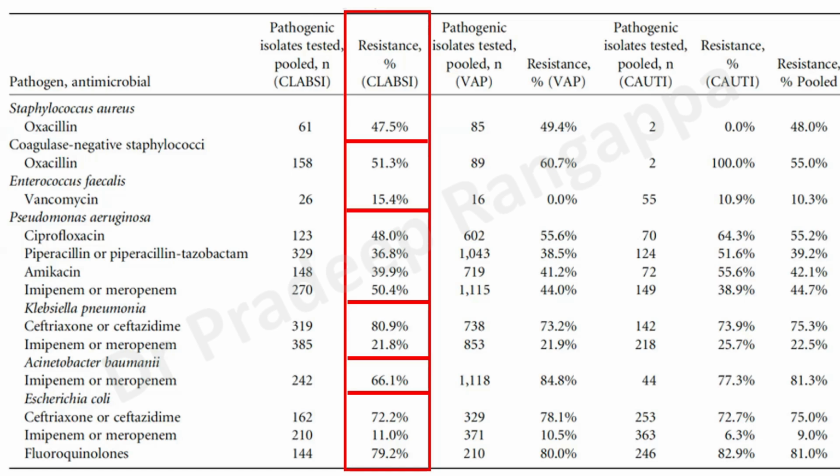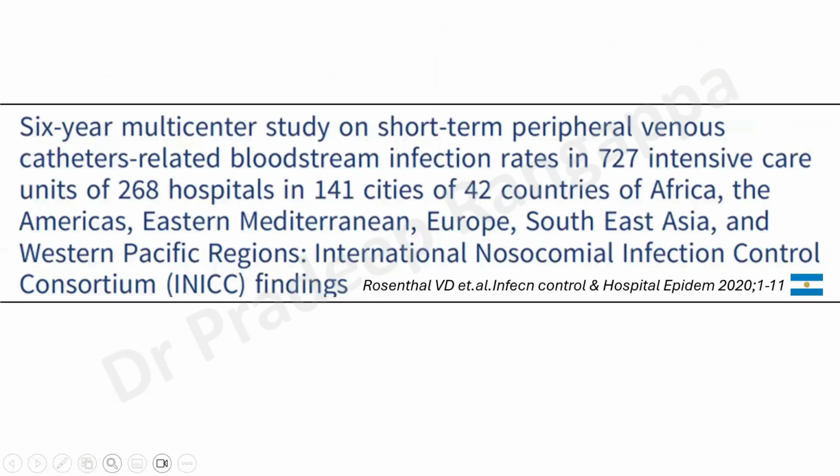So if they develop CLABSI or hospital-acquired infections, and I'm only talking about CLABSI here, I'm not touching on WAP and CAUTI, the resistance rates are pretty high. So the type of bugs that cause the healthcare associated infections are all resistant bugs. So that is the burden that we have. The best way to reduce or minimize this burden is to prevent these healthcare associated infections and CLABSI. So here we'll stick to CLABSI.